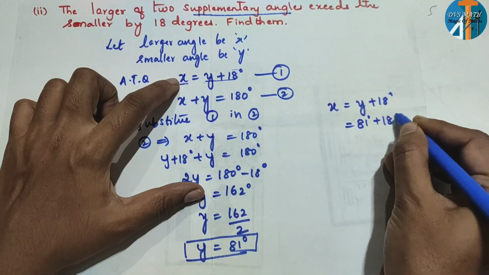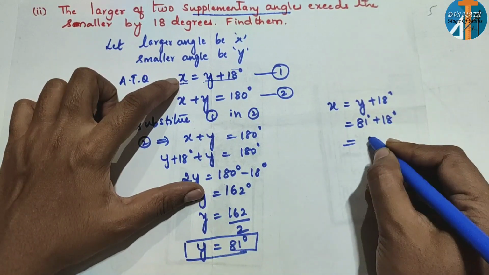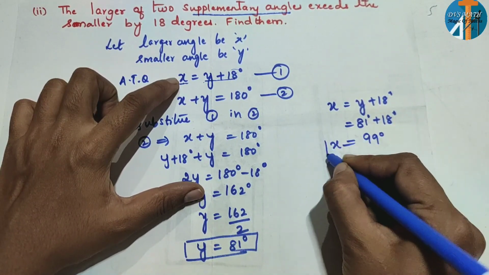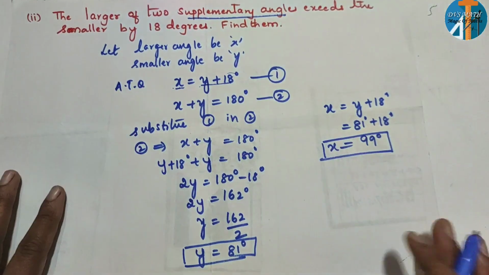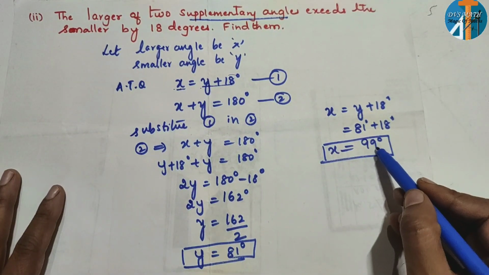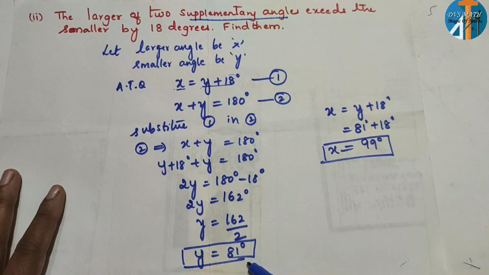81 degree plus 18 degree. How much you got? 99 degree. So x is equal to 99. Yes, right? Now the larger angle is 99 degree, the smaller angle is 81 degree. If you add these two, you will get 180 degree.